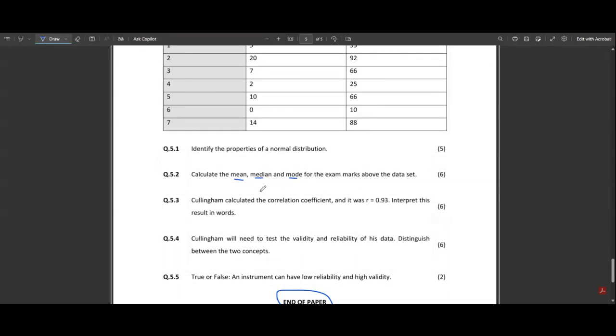All right, so you will notice you're not given a formula for these things. You're not given the formula for descriptive statistics for central tendency. You must know how to work out the mean, median, and mode for a data set.